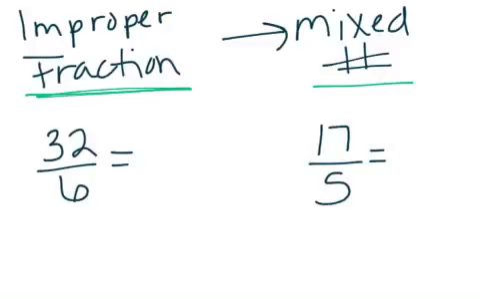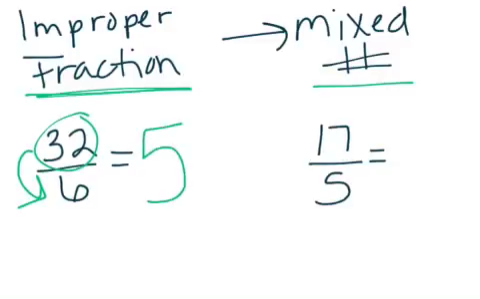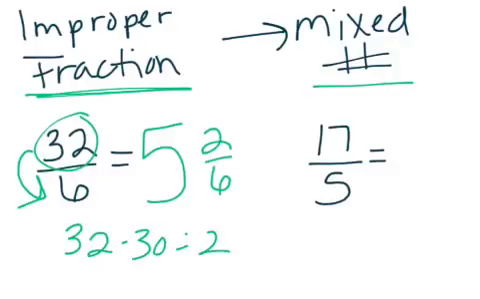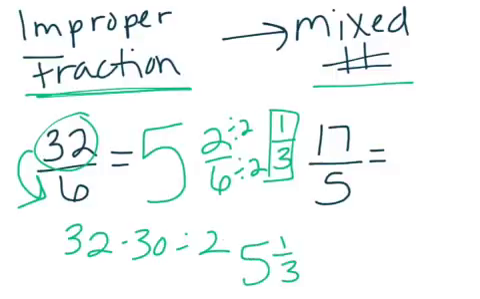Looking at 32/6, I'm going to ask myself, how many times does 6 go into 32? I know that 6 times 5 is 30. Then how many is left over? 2/6. I'm even going to simplify this down because I know I can take a 2 out of both of these to get 1/3. So my final answer is 5 1/3.